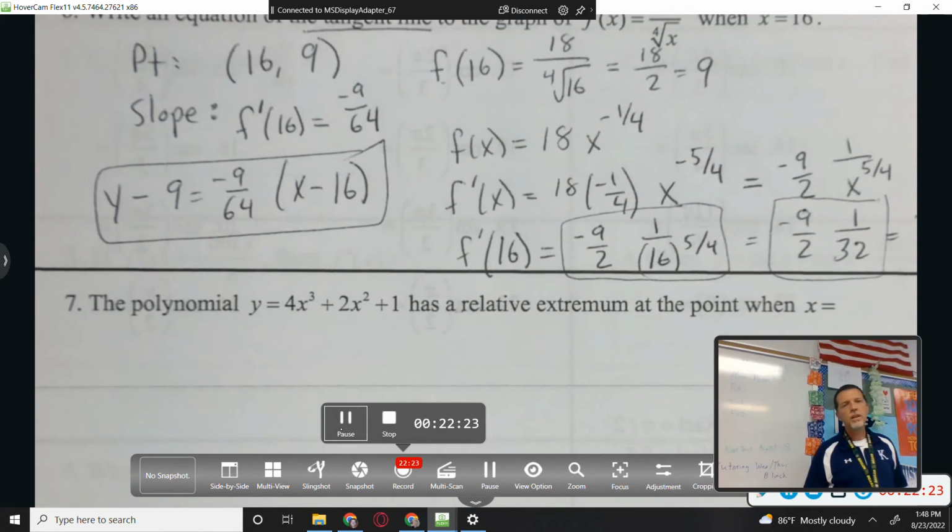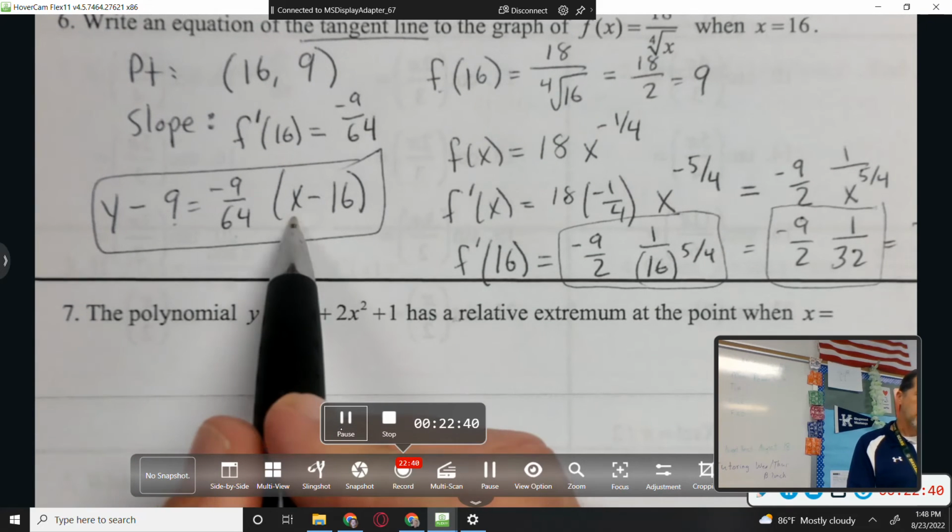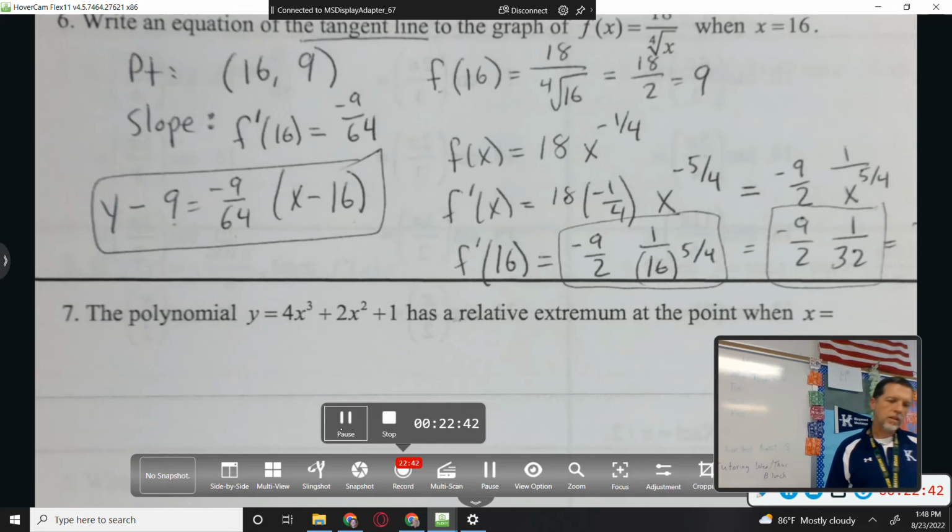So point slope form of the line. That might be the most important thing you relearned today. It's not new, but it's the most important thing you relearned today. y minus y1 equals slope times x minus the x point. Yay.